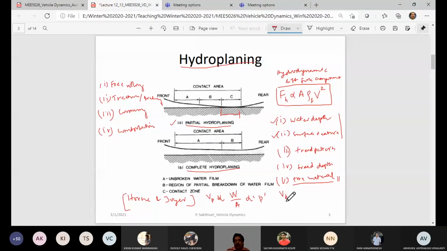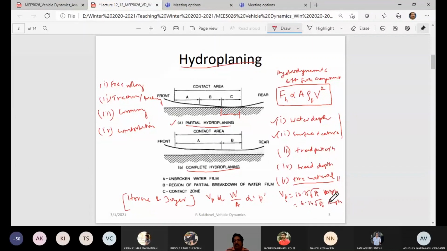So they proposed the formulas. Vp is given by 10.35 times the square root of the inflation pressure p, in miles per hour. This is miles per hour, the first one, or it is 6.34 times the square root of the inflation pressure, in kilometers per hour.